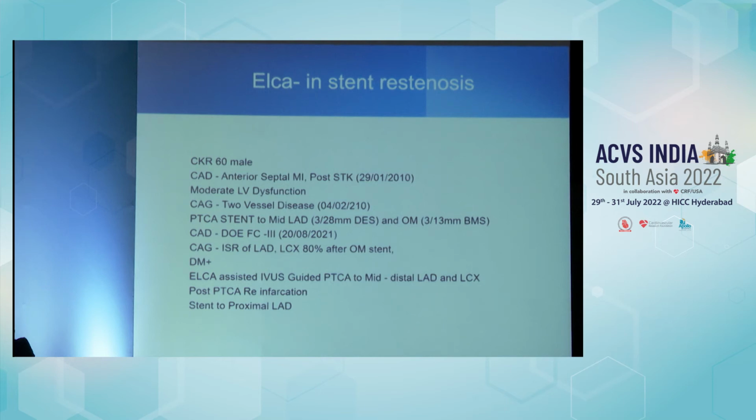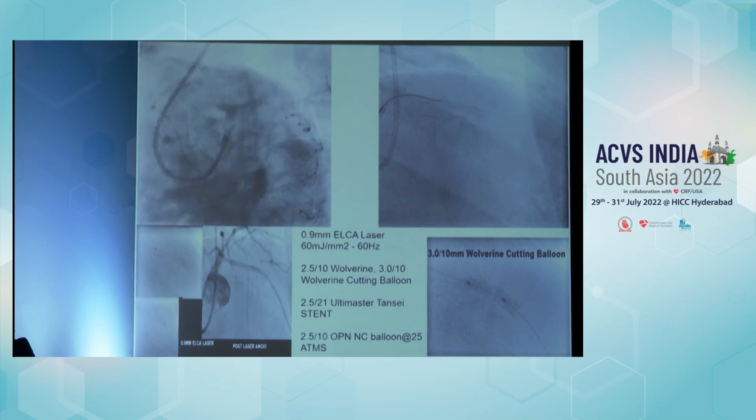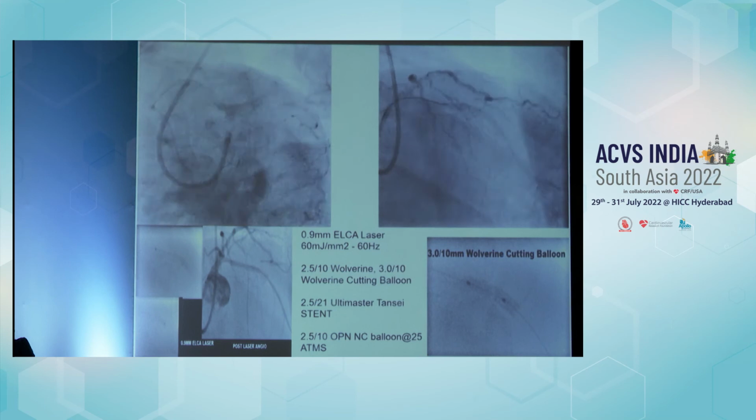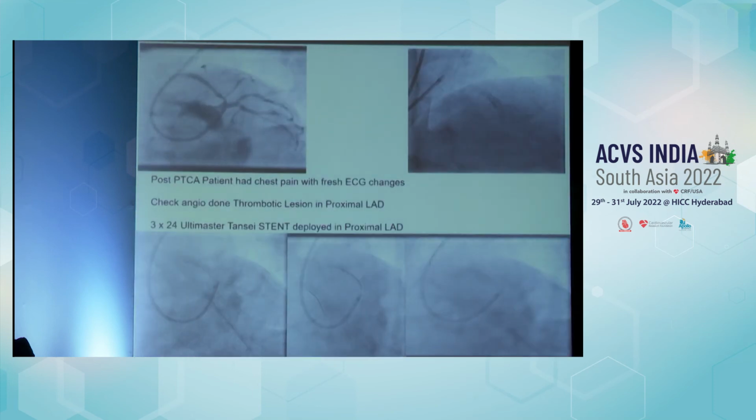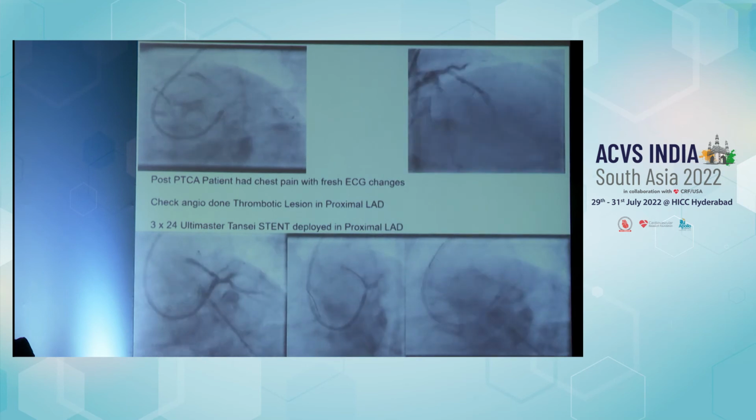They do extremely well. This is another patient with in-stent restenosis in the mid part of the stent, if you can see there, and we had difficulty in expanding the stent even after using a cutting balloon. So we used an OPN balloon. We used a 0.9 millimeter ELCA laser catheter, and if you see that Wolverine cutting balloon, we didn't get a good stent expansion. So we had to use a laser, and then we finished the procedure here because there was a distal restenosis. We used another stent, and the patient did fine in this procedure again.